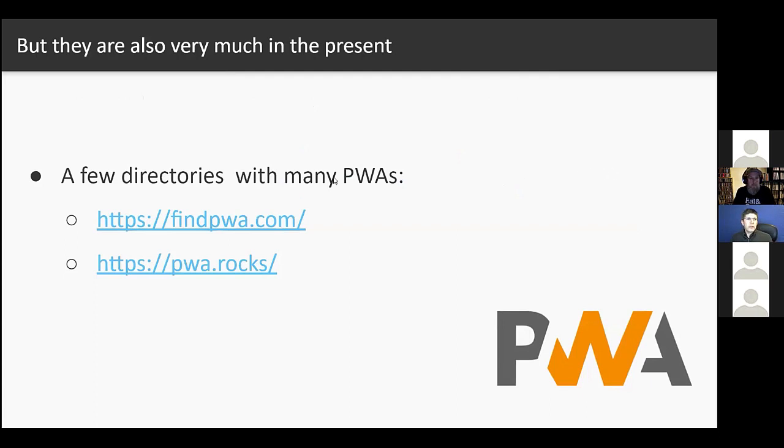There are a few directories with many progressive web apps, such as findpwa.com and pwa.rocks. Those are a little bit outdated these days, I would say. They were used in the beginning to really showcase that there are many different types of progressive web apps out there. But the most common ones are most of the time invisible.